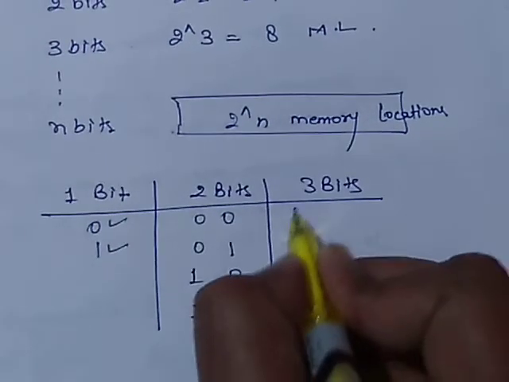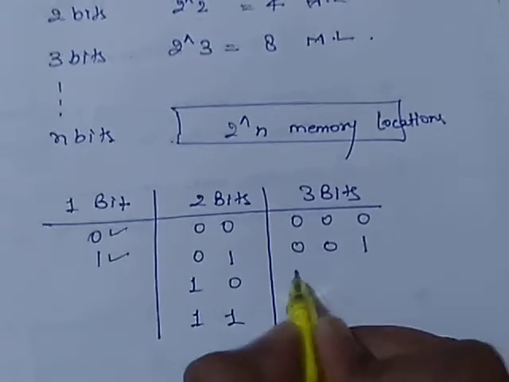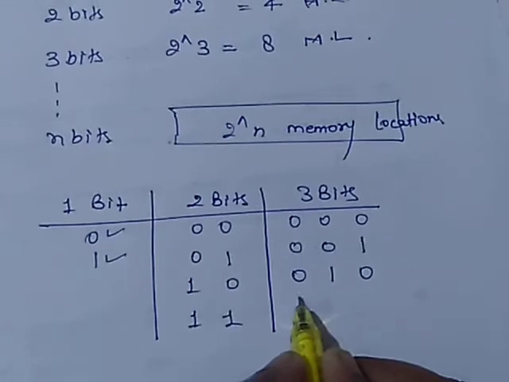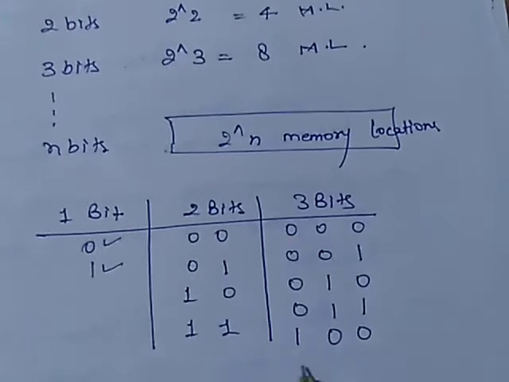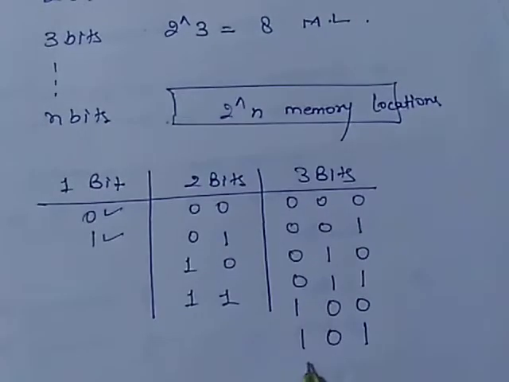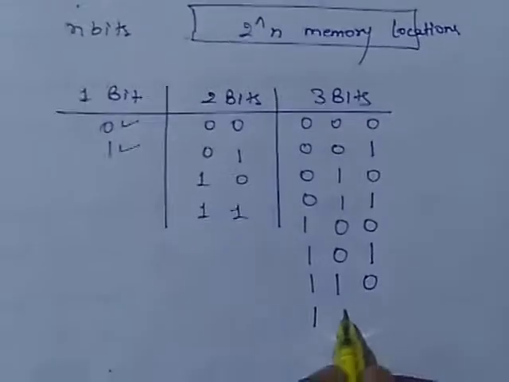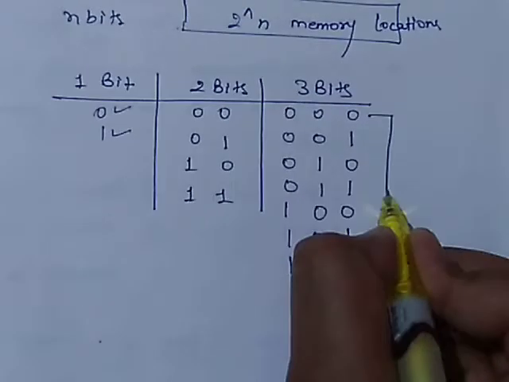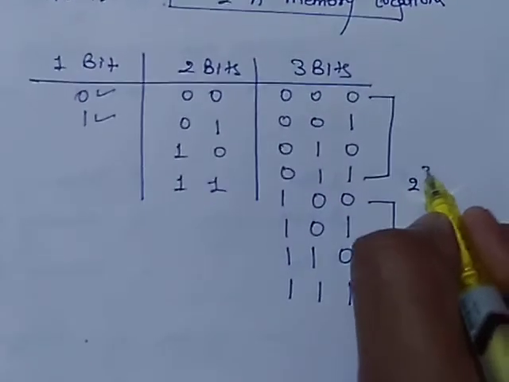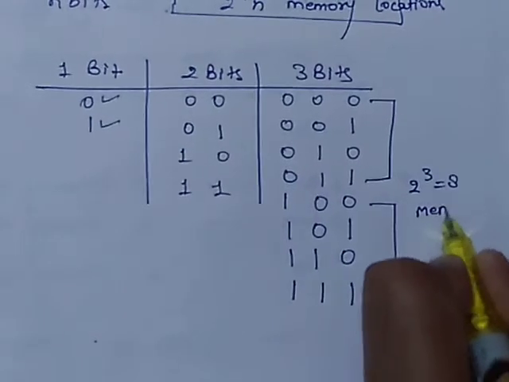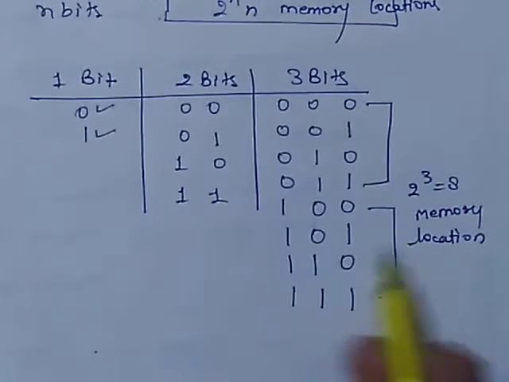Now let us see. 000, 001, 010, 011, 100, 101, 110, 111. So these are the locations, that is 2 power 3, that is 8 memory locations that are there, and this is the octal number system.